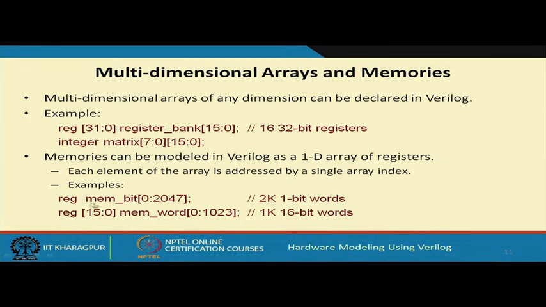So, you can simply write reg some name membit 0 to 2047. This is a 2 kilobit memory. Total number of locations is 2048 and each location contains 1 bit. But if you declare it like this, similar to this register bank, there are 0 to 1023, 1 kilo words, each word is of size 16. So, you can declare a memory like this.